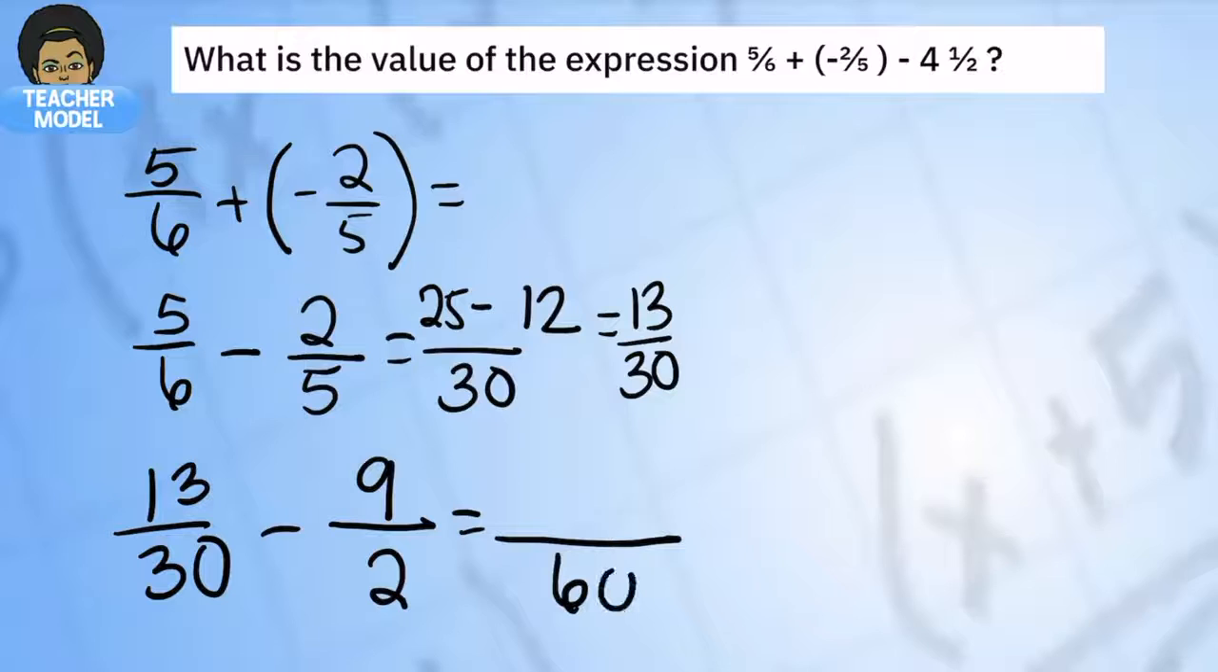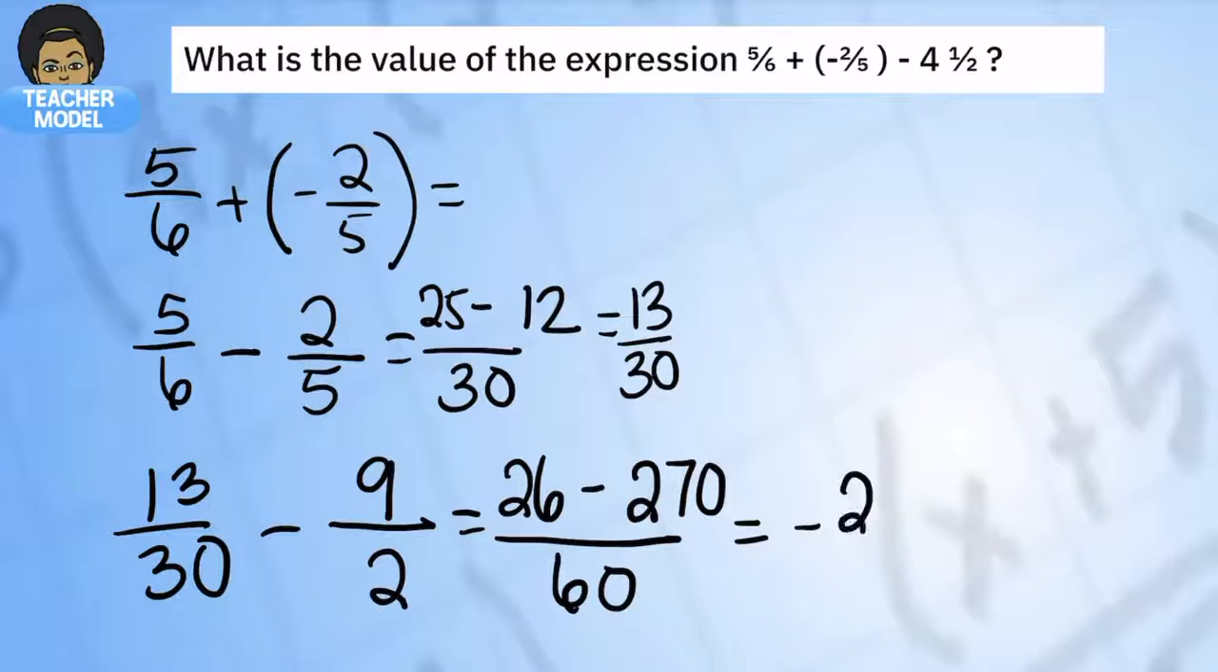And our common denominator here will be 60. We're going to have subtraction, and on the left side 30 times 9 is 270, and on the other side we have 26. So 26 minus 270. And I can actually do that subtraction in my head. I know I'm going to have negative 244 over 60. So this is what we have so far. We knew that was going to happen because negative 4.5 was way bigger than 13 over 30.